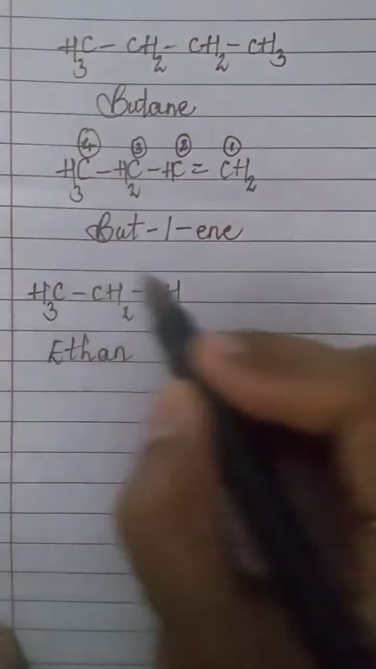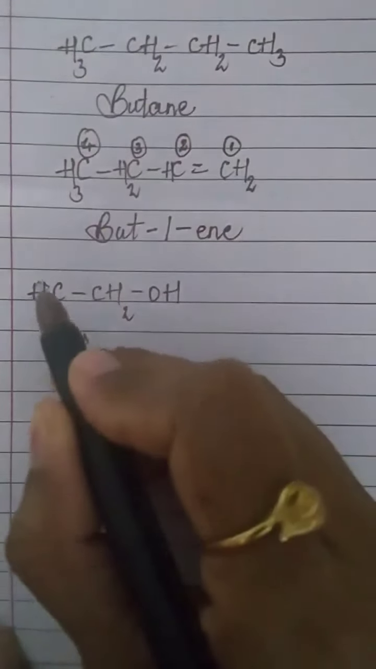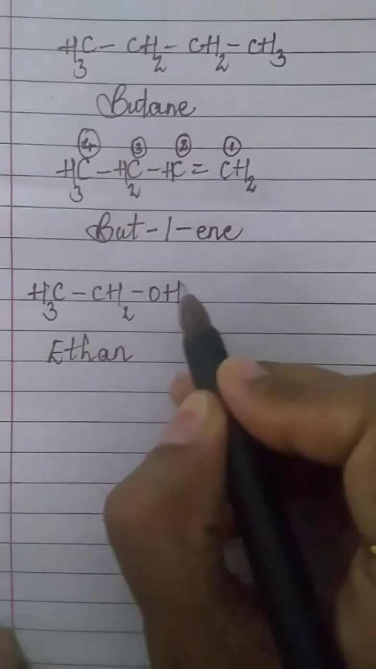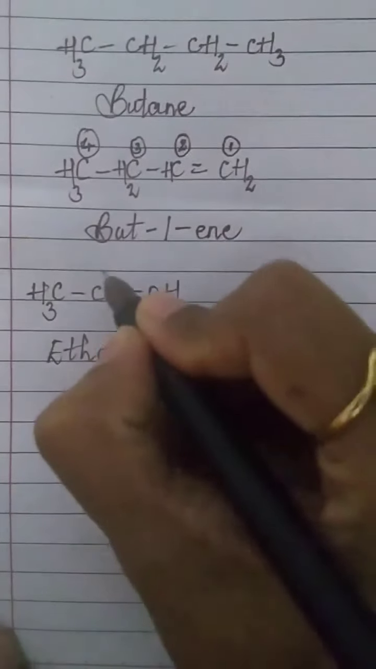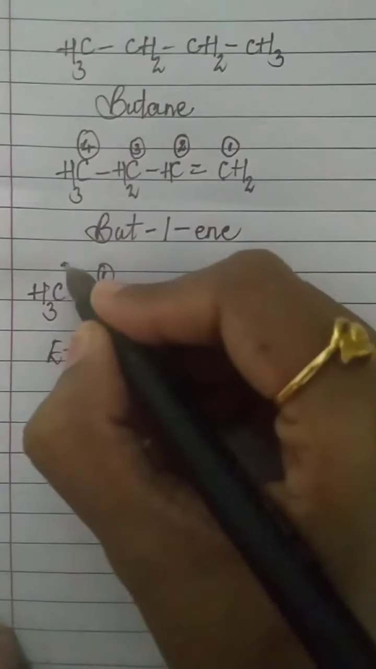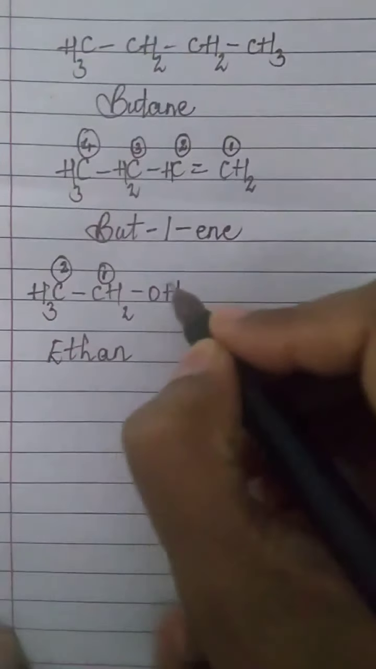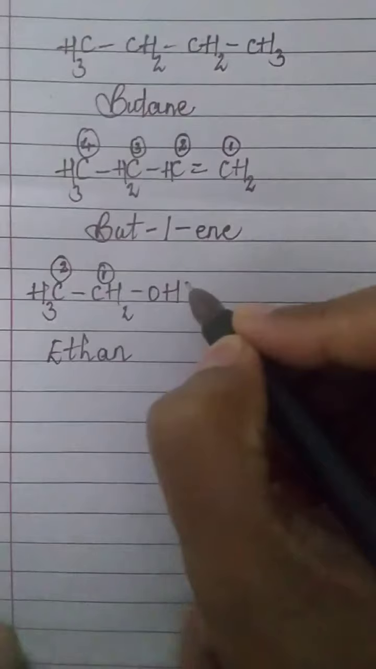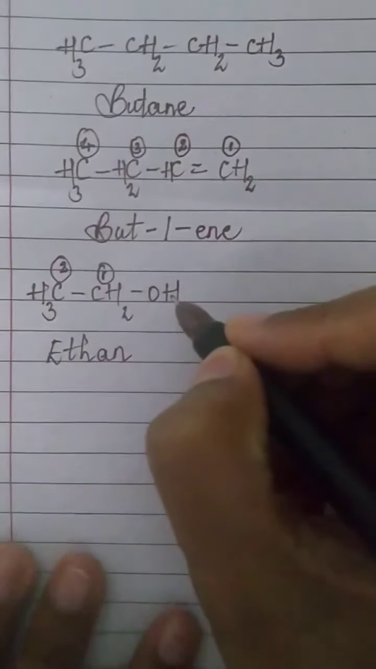Now, to which carbon is the functional group attached? If you number from this side, 1, 2, it is the second carbon. Whereas if you number from this side, the first carbon has the functional group. So, the correct numbering is the one where the functional group gets the lesser number. The first carbon is getting the functional group.